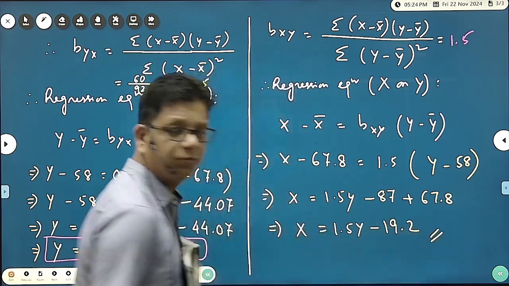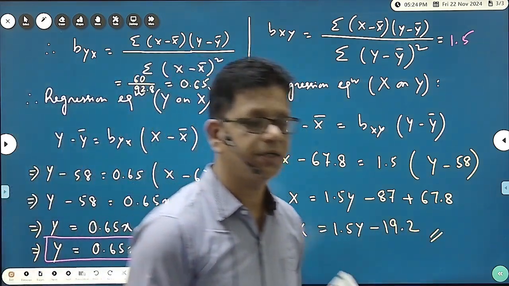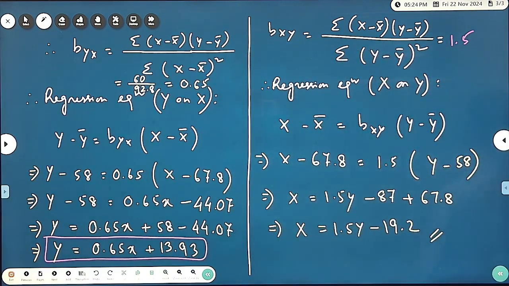So both the equations, regression equation x on y and regression equation y on x. Got it? This is how any one equation is basically asked. We have done both just to make you understand. Whichever equation is asked, you can do it by this method or the first one. The only thing is that you should know the correct formula, which formula is to be applied when.